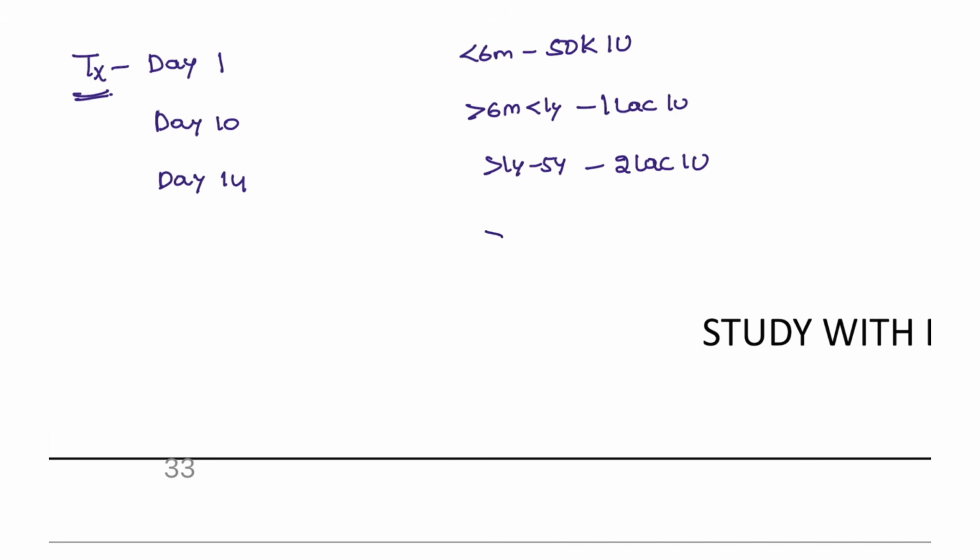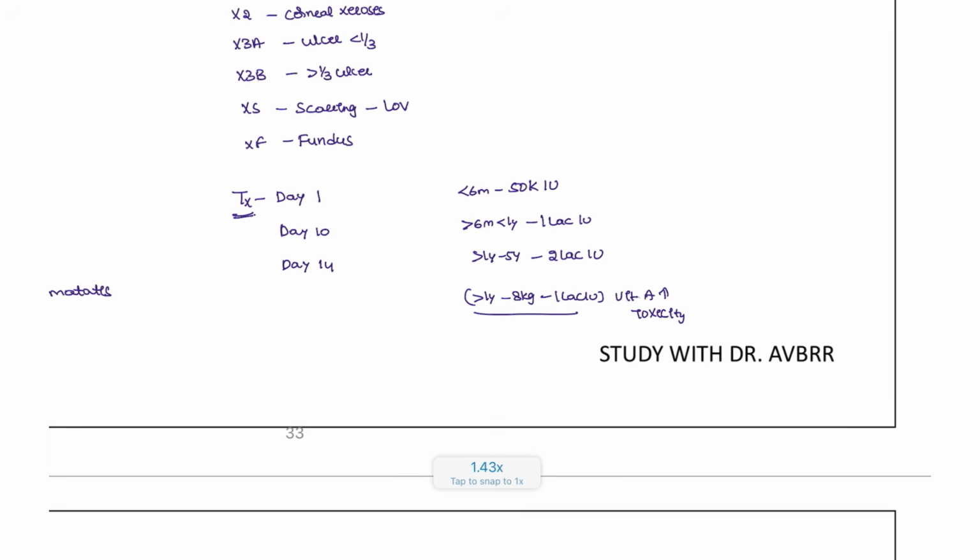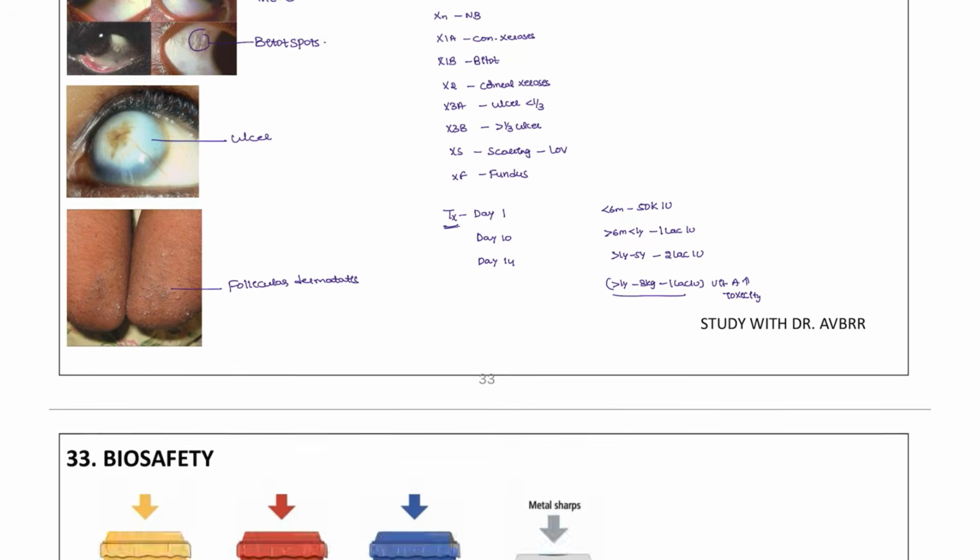But if the patient is more than 1 year but 8 kgs only, in this scenario we still give the 1 lakh international units. Why? Because vitamin A can cause toxicity. So low weight can cause toxicity in this patient. So that's why we are going to give the 1 lakh international units only.